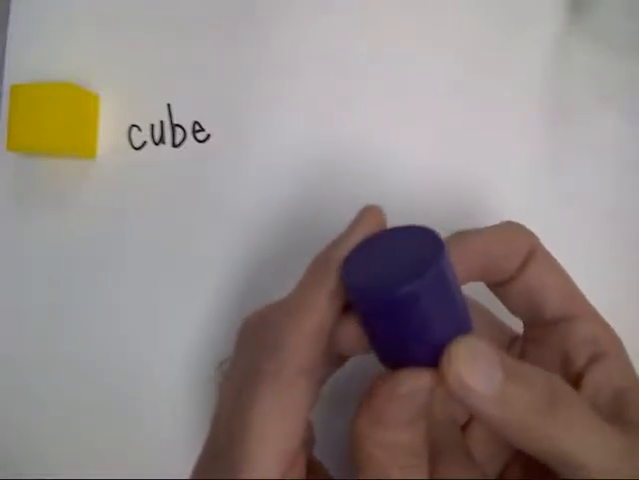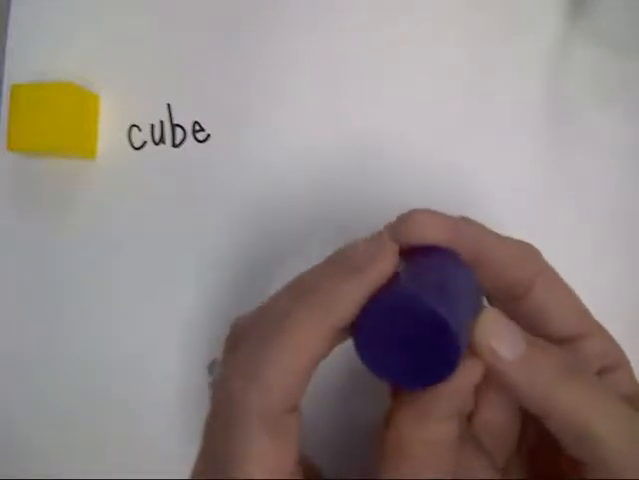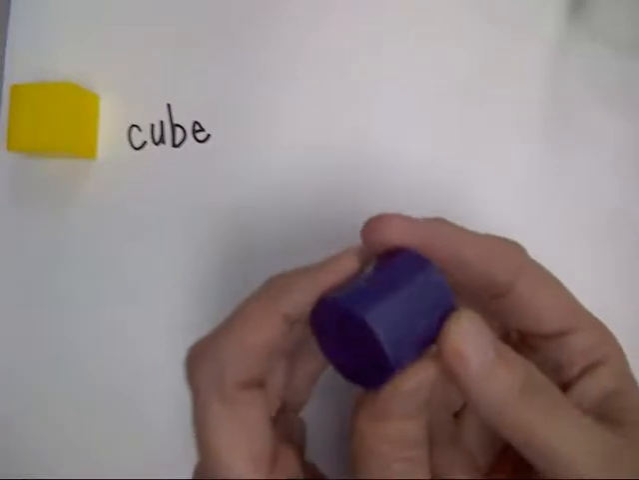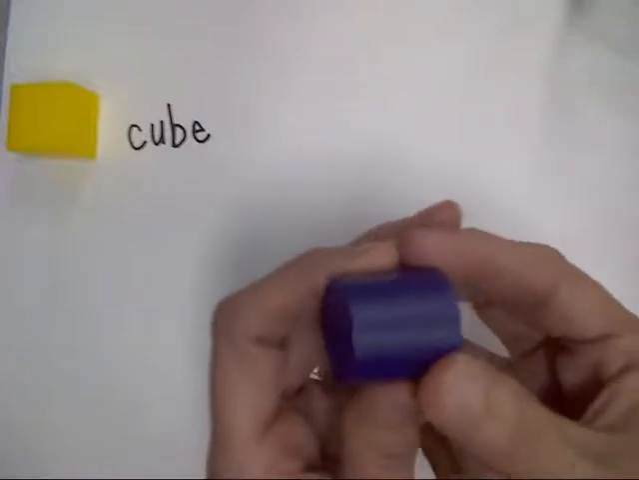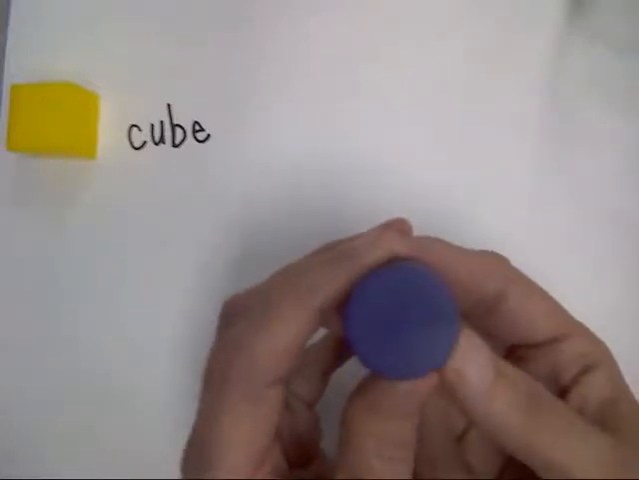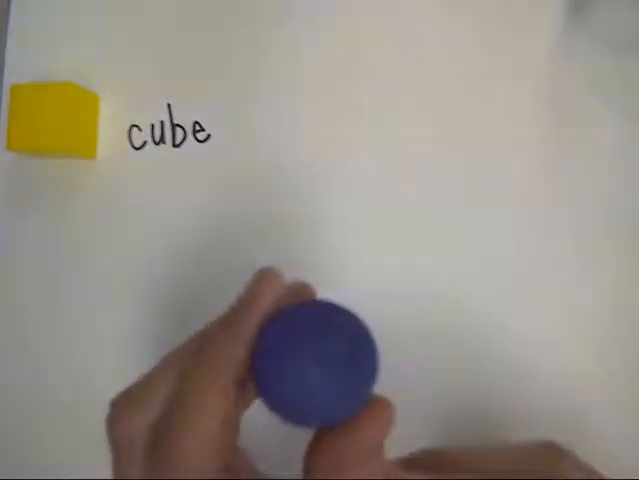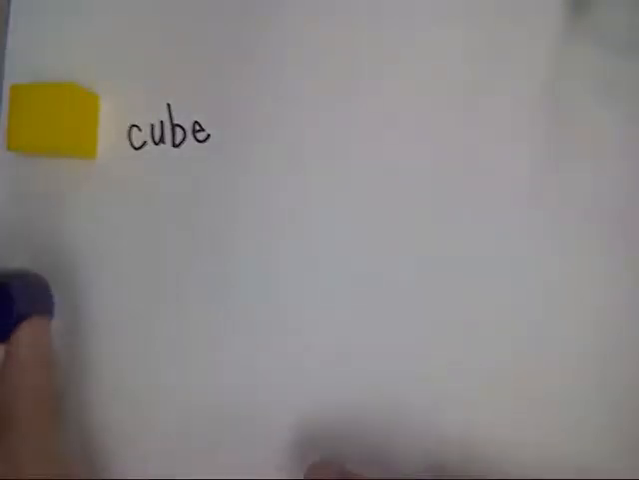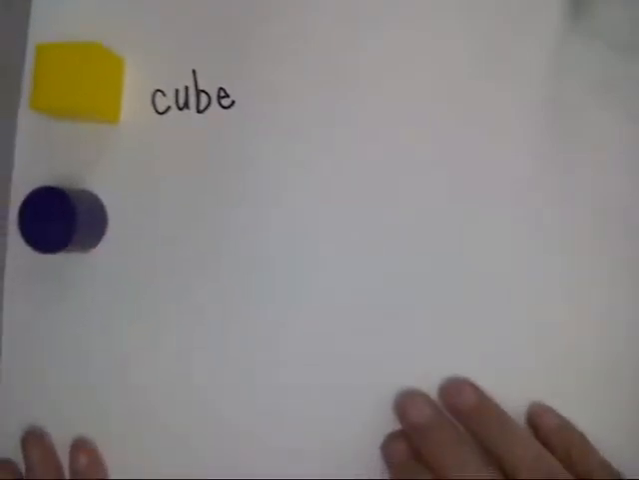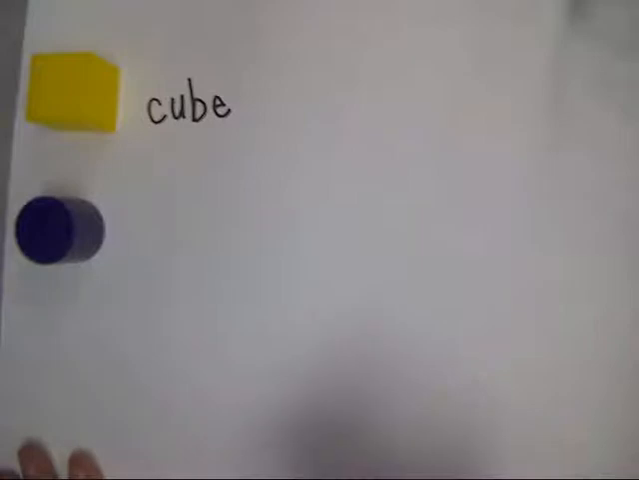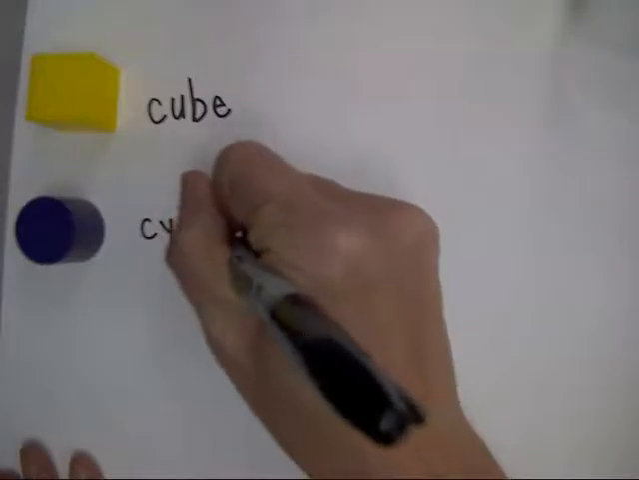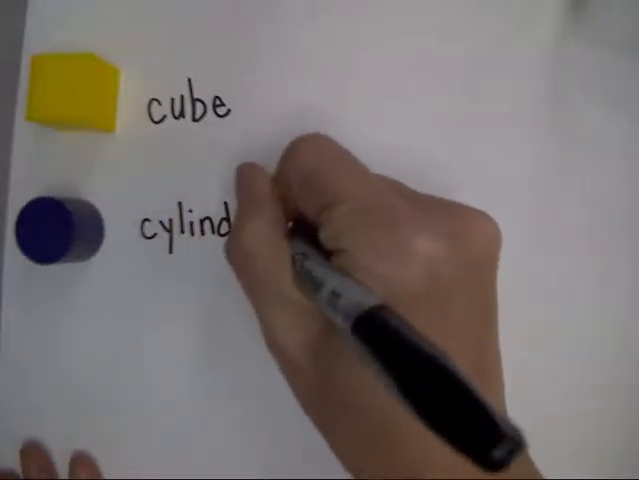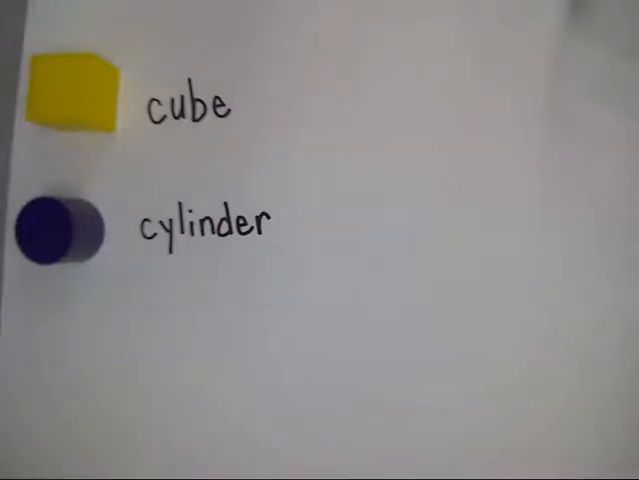What does this shape look like? It looks like a can to me. It almost looks like even a can of soda, doesn't it? This shape is called a cylinder. Can you say the word cylinder with me? Let's write the word cylinder. Let's explore another shape.